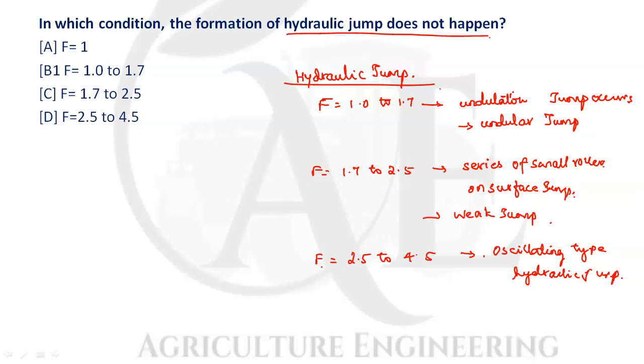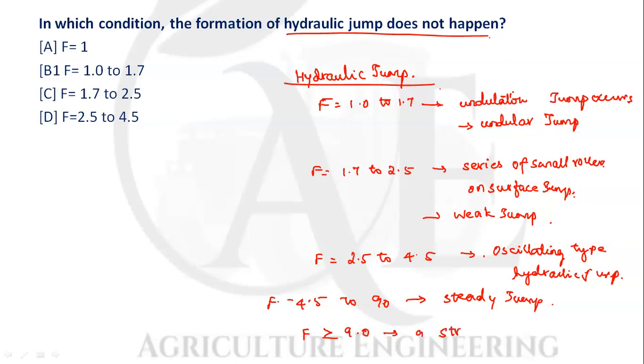Therefore, when the Froude number is 4.5 to 9, a steady jump is formed. Hydraulic jump is formed, it takes place. And when the Froude number is greater than or equal to 9, a strong hydraulic jump takes place.